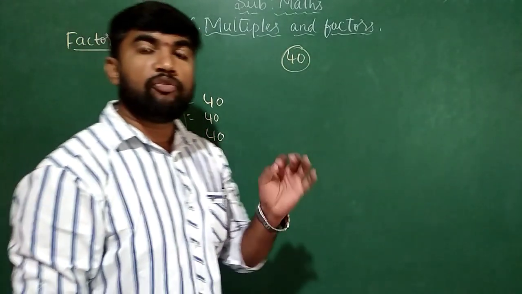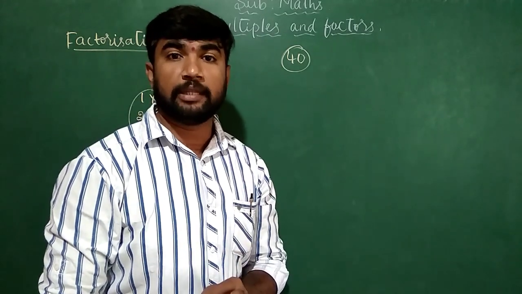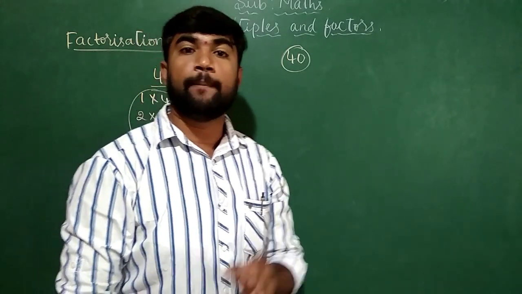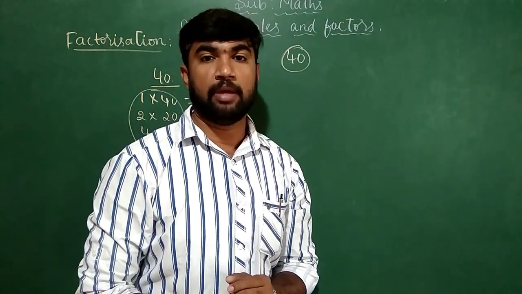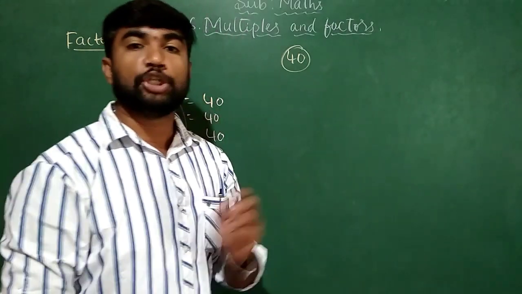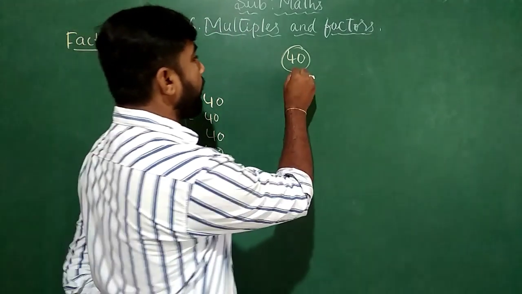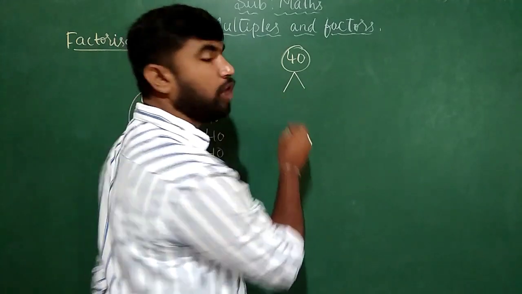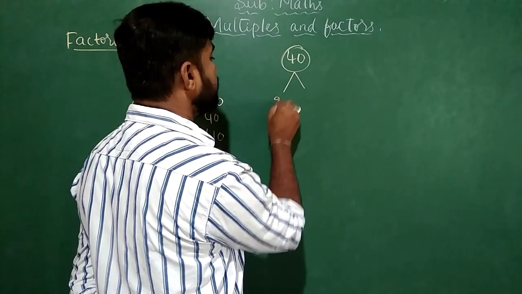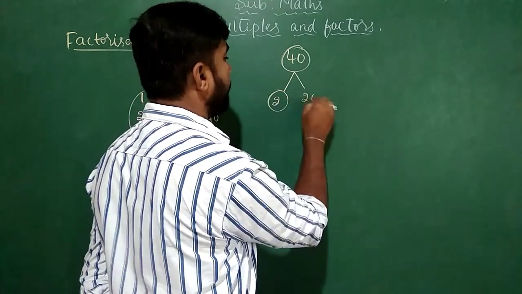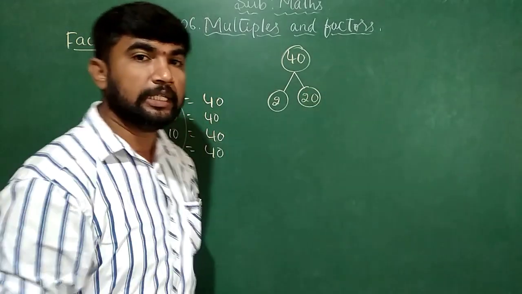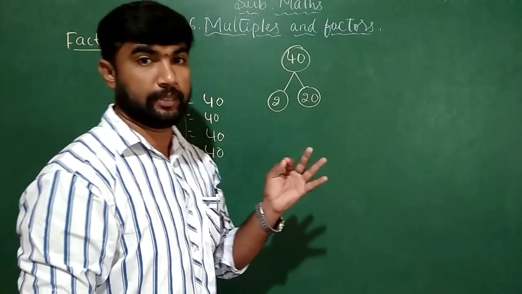Okay, so the first step in the factor tree method is to start with the smallest prime number, that is 2. 2 times how much is 40? 2 tens are 20, 2 twenties are 40. Okay, so this is the factor tree method.